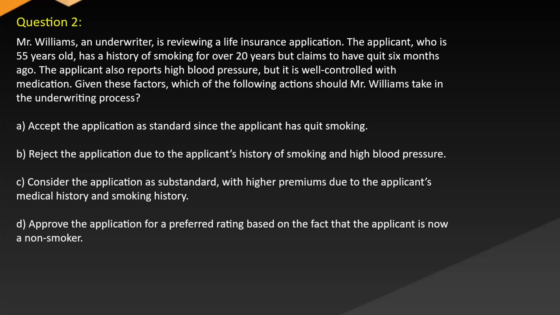A. Accept the application as standard since the applicant has quit smoking. B. Reject the application due to the applicant's history of smoking and high blood pressure. C. Consider the application as substandard with higher premiums due to the applicant's medical history and smoking history. D. Approve the application for preferred rating based on the fact that the applicant is now a non-smoker.